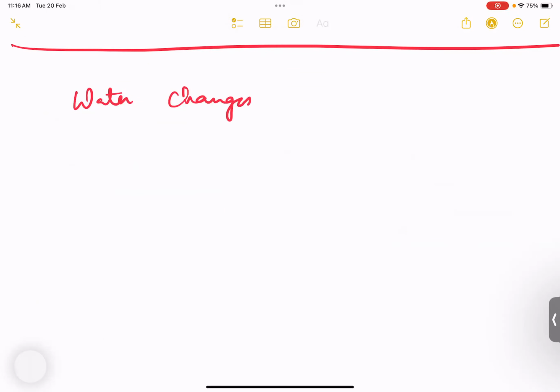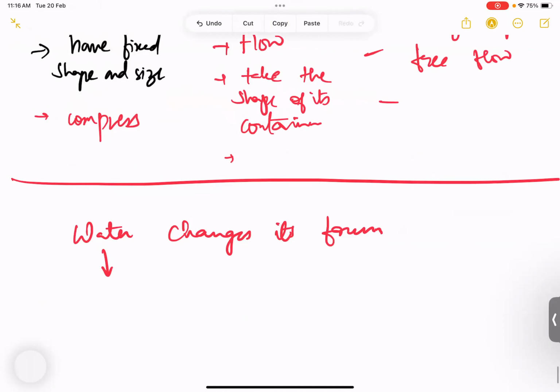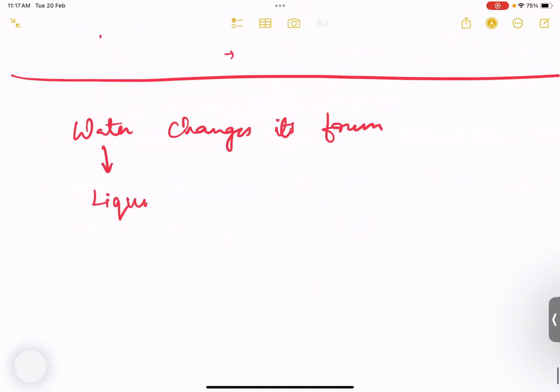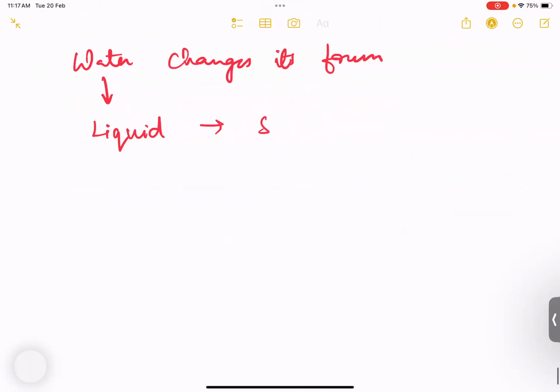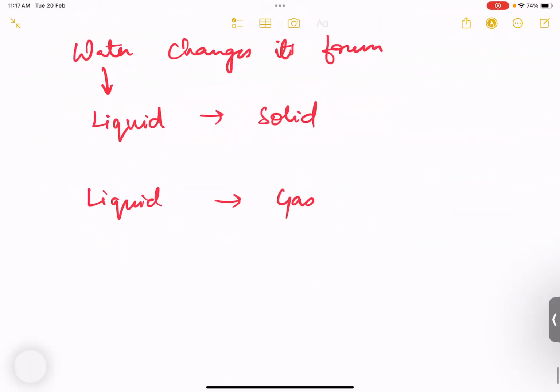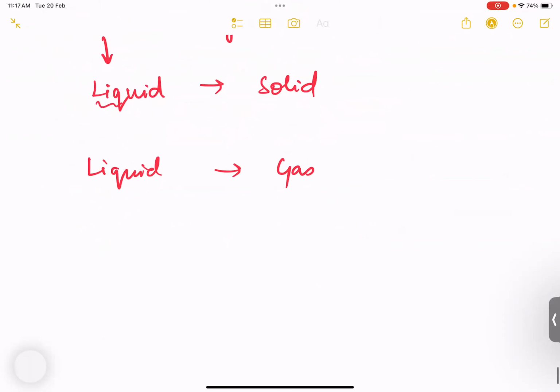Water changes its form, which means that water is in the liquid state, and how can it change to a solid, and how can water change into a gas, provided we give it the adequate temperature and other requirements that are needed. So if we have a liquid, say water, and we have to convert it into a solid, water exists as ice in solid form.